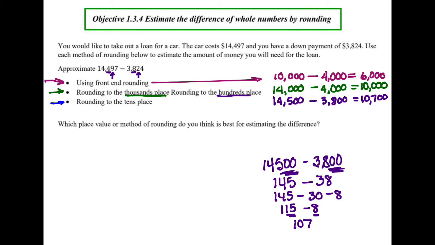And the last one here, rounding to the tens place. So rounding this first one to the tens place and this one, we're looking at the 7 on the first number and the 4 on the second number. So the first number rounds to 14,500, right? Because the 7 is going to round the 9 up, which rounds the 49 to a 50.